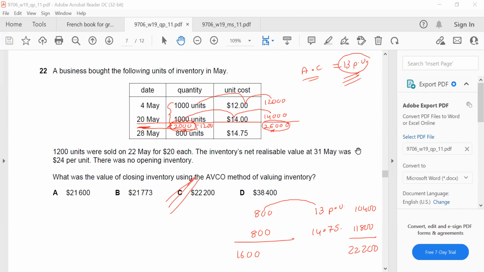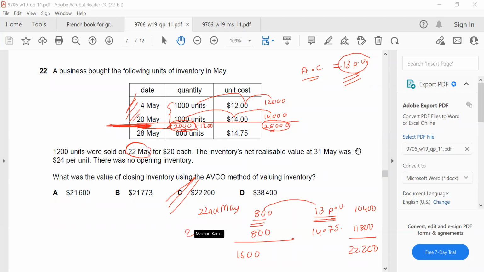We are doing the AVCO method, average cost method. Why are we not taking the average of all of them? Because I have sold the goods over here. So these goods have gone away, so I'm not taking the average of all. Now on the 22nd of May, I am left with 800 units at an average cost of 13.13 per unit. All the above units have gone away.